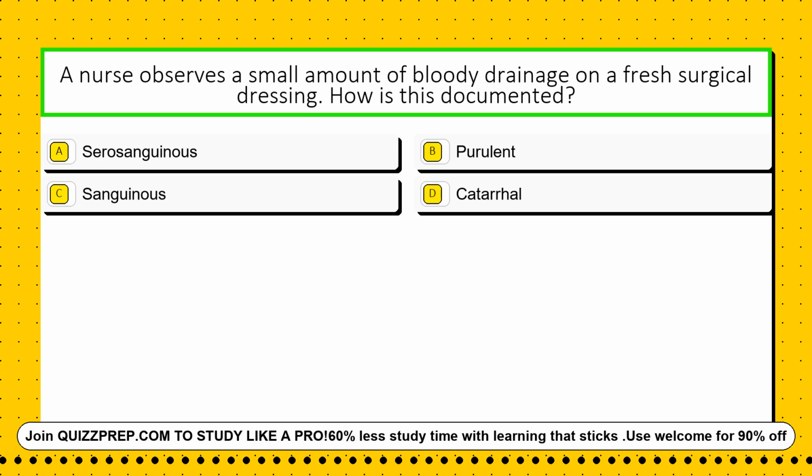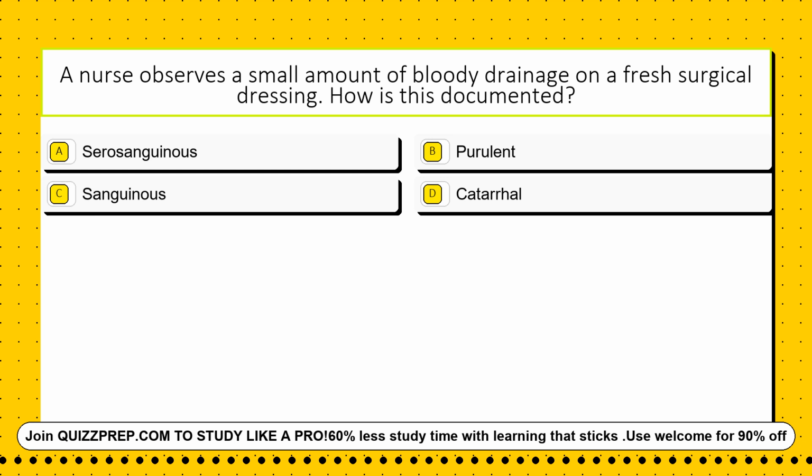Question 39. A nurse observes a small amount of bloody drainage on a fresh surgical dressing. How is this documented? Option A, serosanguinous. Option B, purulent. Option C, sanguinous. Option D, catarrhal.